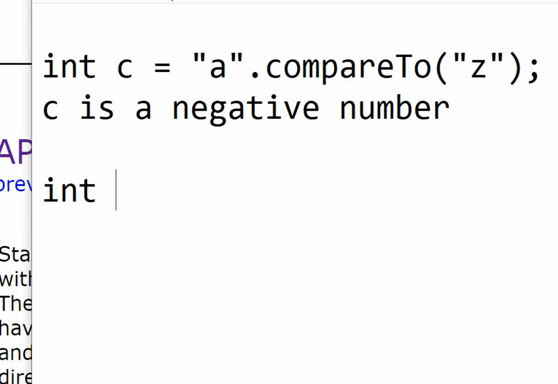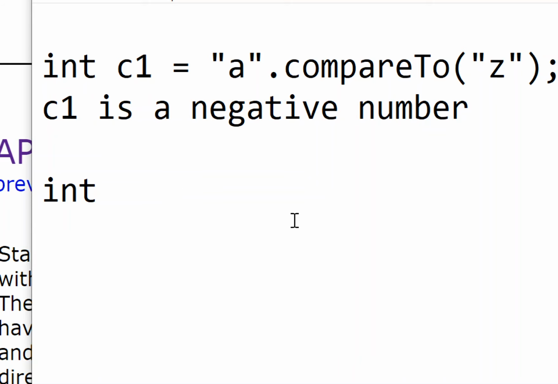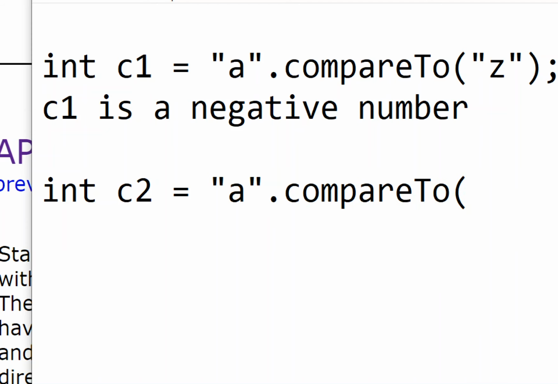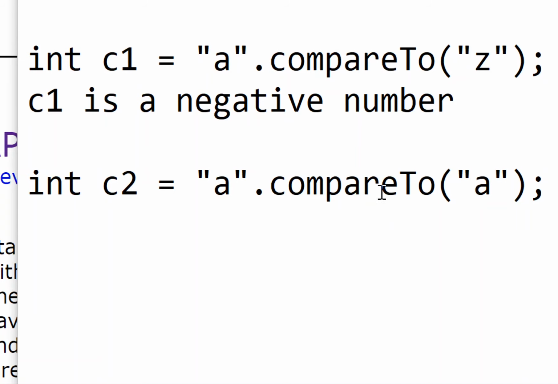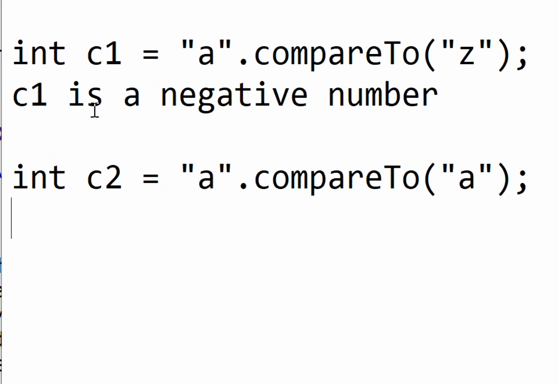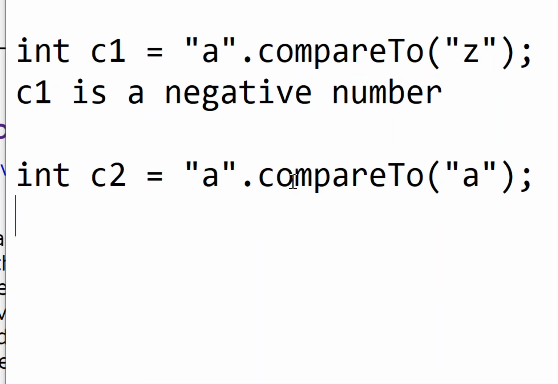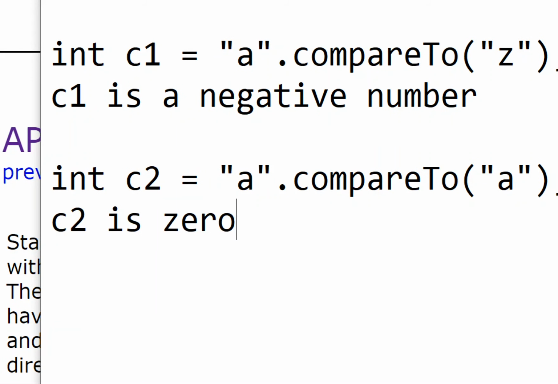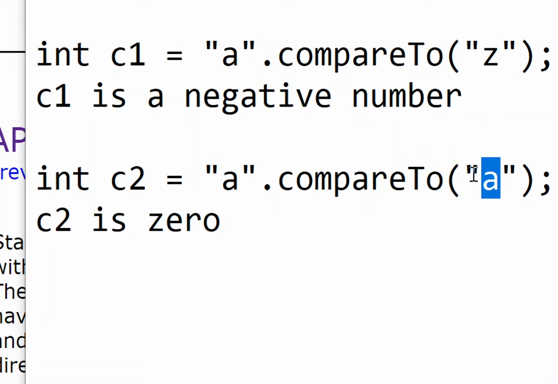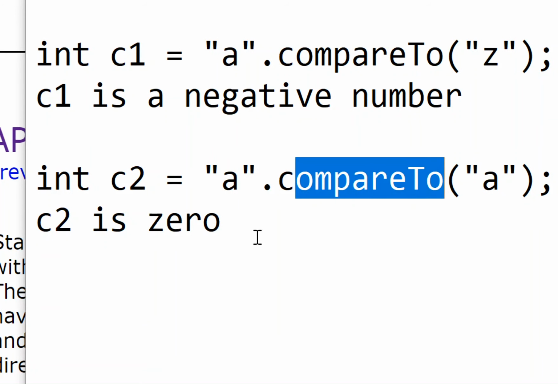So let's do another example. Let's call this C1. So C2. If we did A dot compareTo A, these are the same, correct? So you could actually use compareTo instead of equals. It's like a powerful version of equals. Equals returns true and false. compareTo returns a number. So how does it tell you that they're equal? In this case, compareTo will return 0. So C2 is exactly 0. There's no randomness to this. If the string you're calling compareTo from and the parameter are equivalent to each other, the same string, then the compareTo method returns 0.